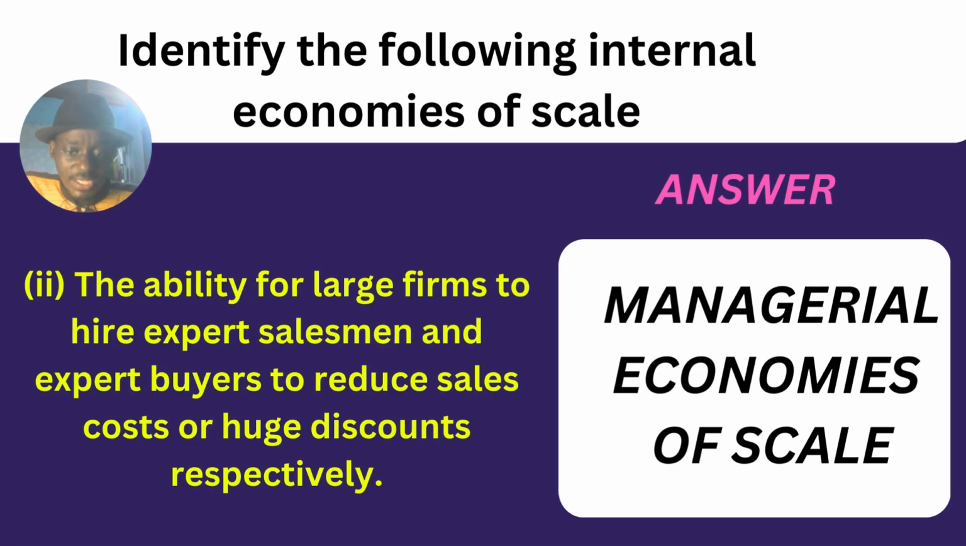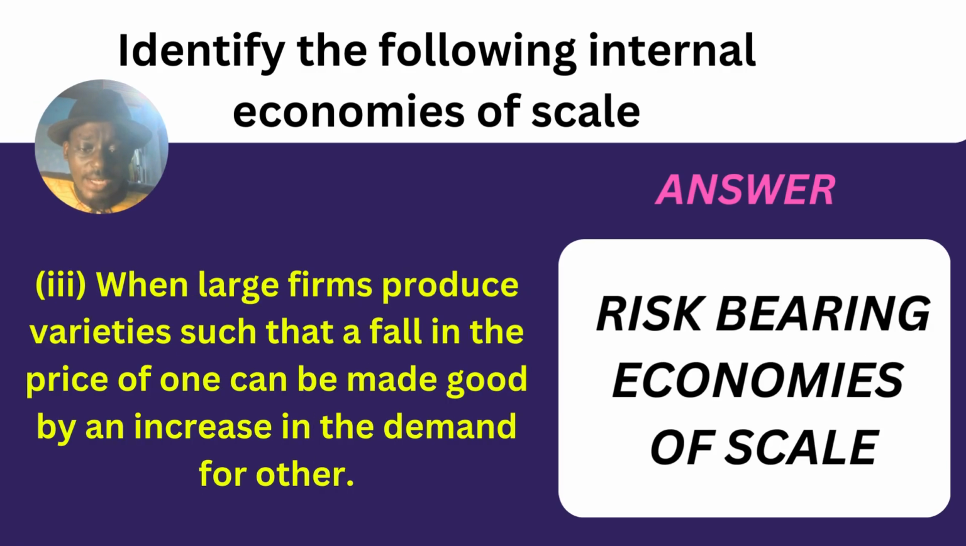The second question says the ability of large firms to hire expert salesmen and expert buyers to reduce sales cost or get huge discounts respectively. So which type of economies of scale? This is managerial economies of scale. So that is the correct answer for this one. When large firms produce varieties such that a fall in the price of one can be made good by an increase in the demand for another, the economies of scale here is risk bearing economies of scale.